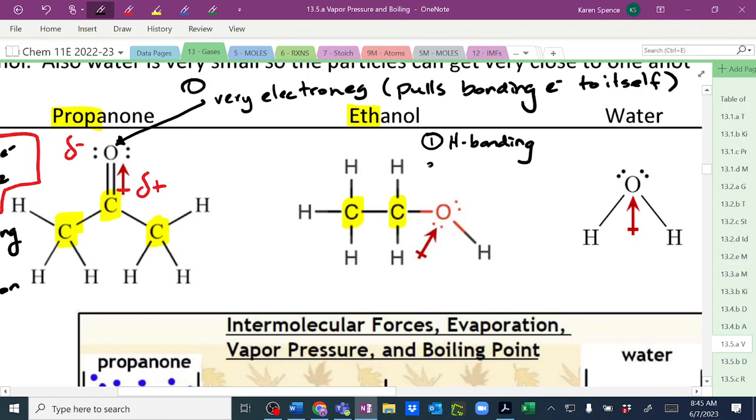What else do we have? We have London dispersion forces, LDFs. And whenever you have hydrogen bonding, you can also say you have dipole-dipole, but whatever. Which of those is going to be most important? Which is going to affect it the most because it is the strongest?